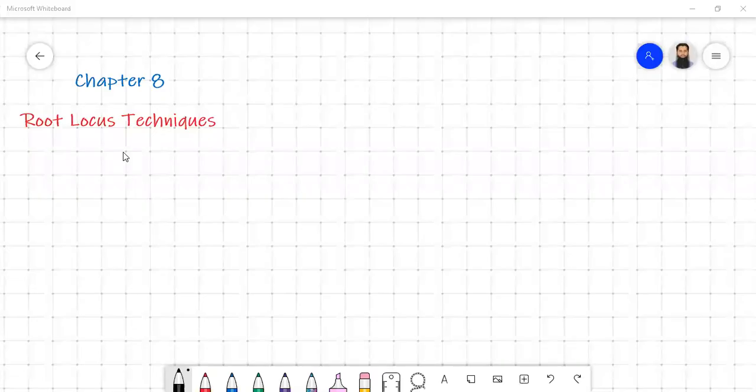Basically, we were discussing, in the last class, article 8.5, refining the sketch. Sometimes, to make a more precise root locus, we try to refine the sketch. Some additional rules we introduced.